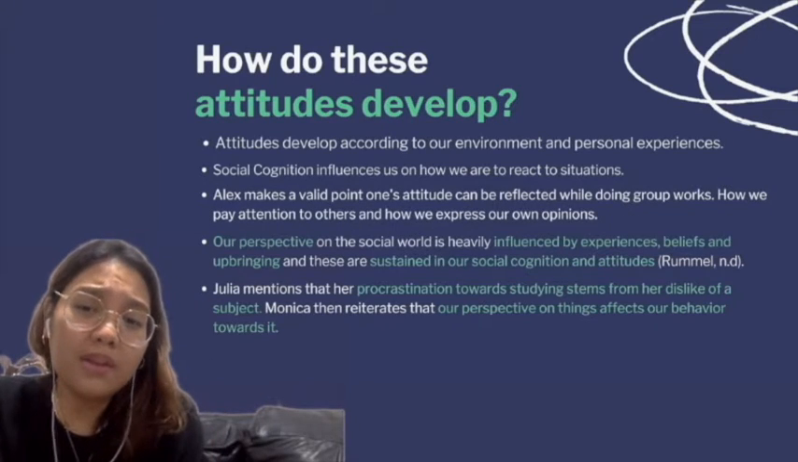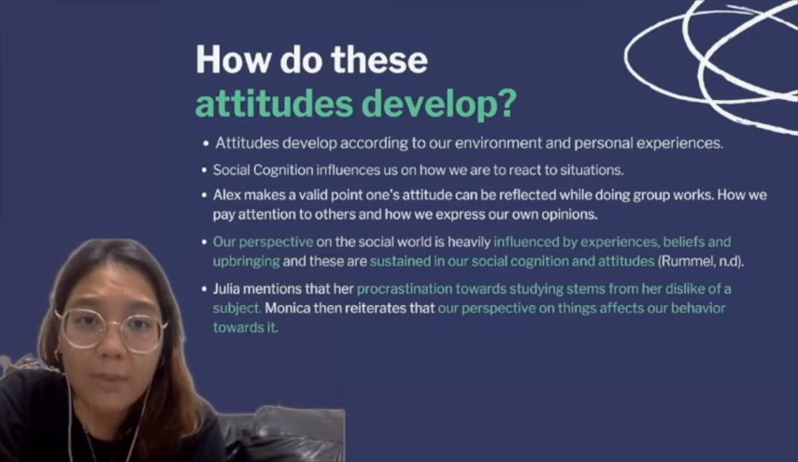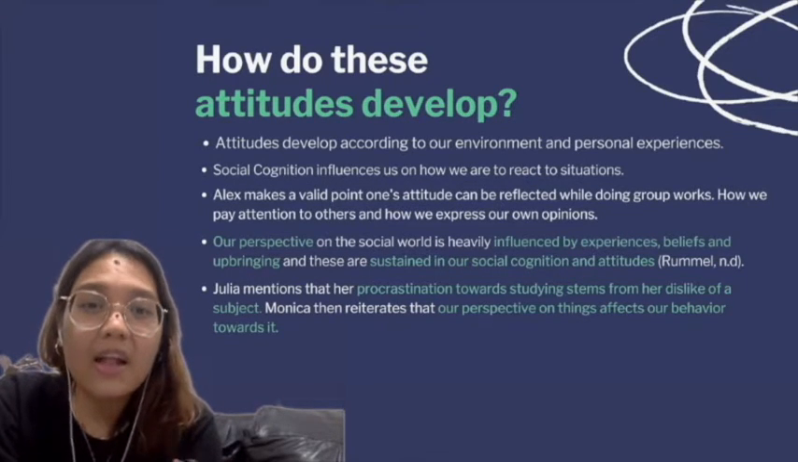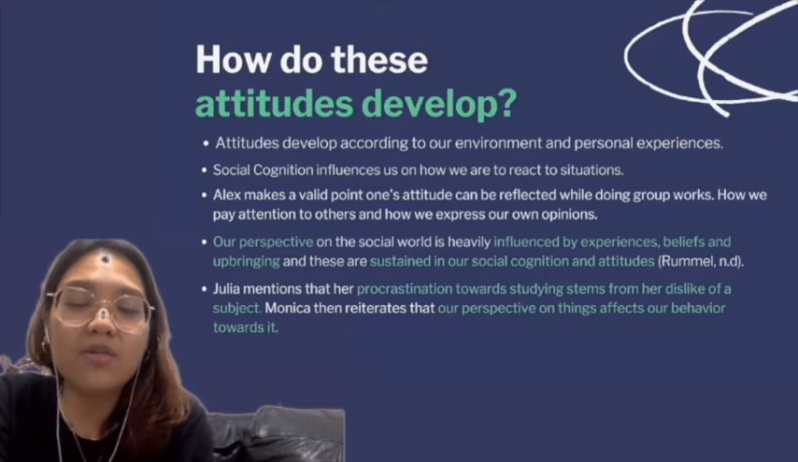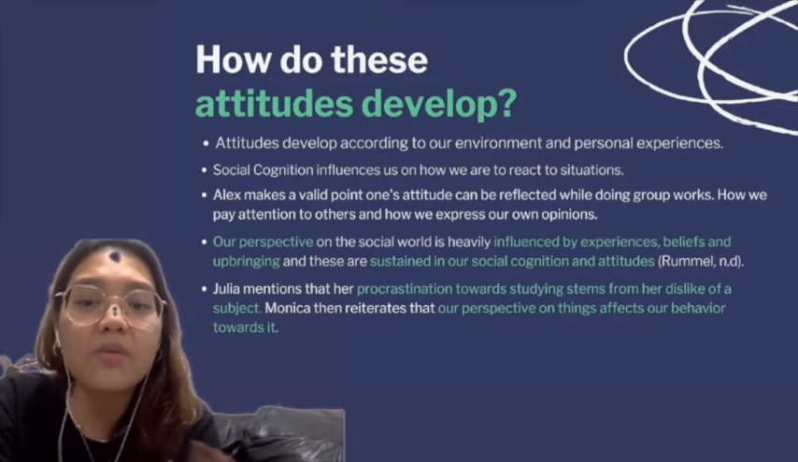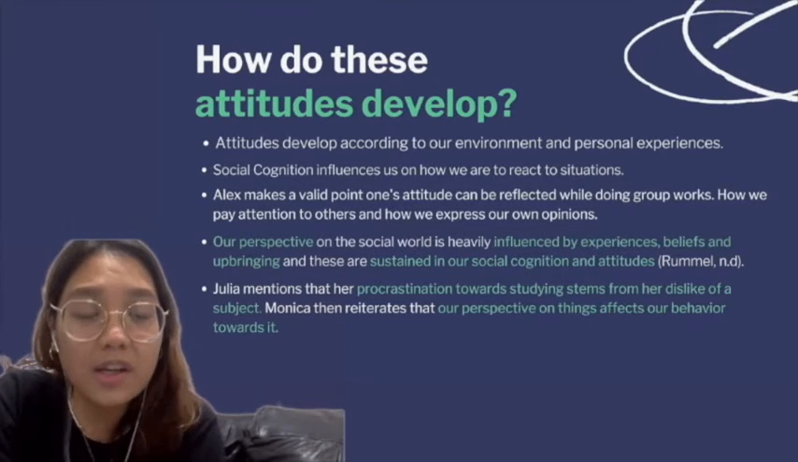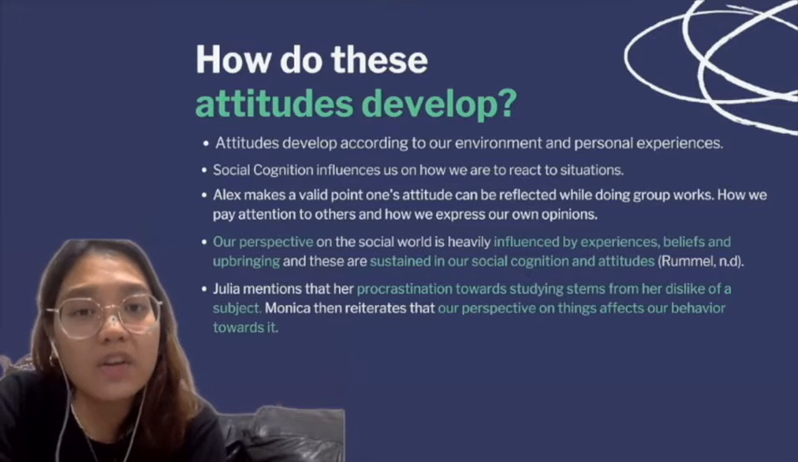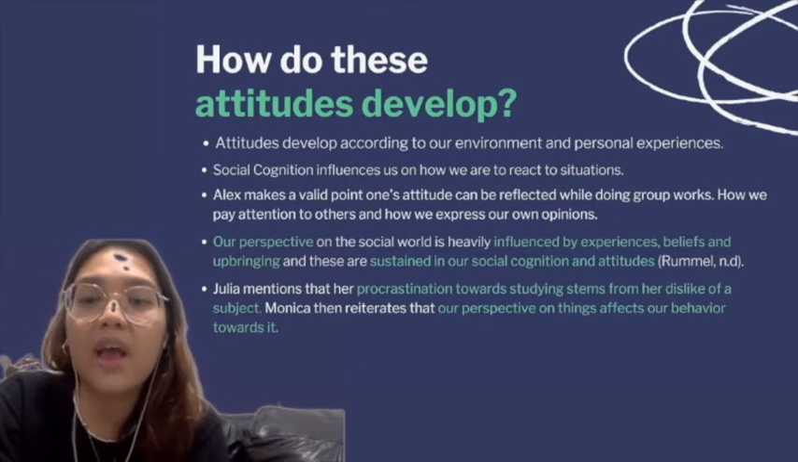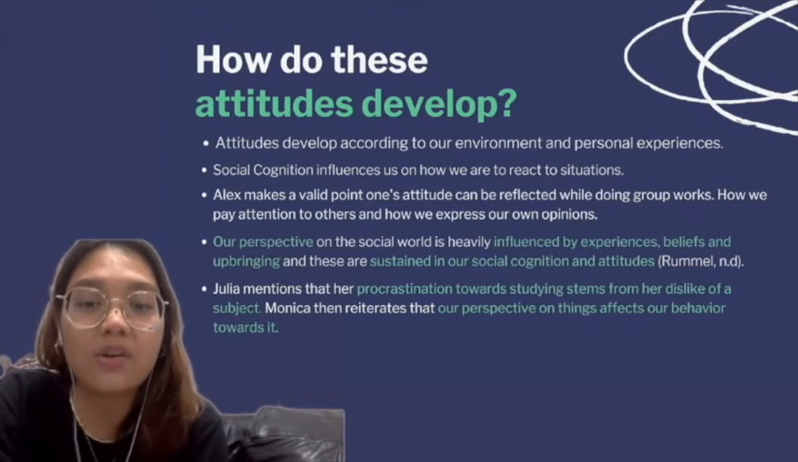So how do these attitudes develop? Attitudes develop according to our environment and personal experiences. As Arthur mentioned, we all have different attitudes. There's no universality because we all have different environments and different personal experiences. Social cognition influences how we react to situations, and attitude is how we respond to certain social situations.